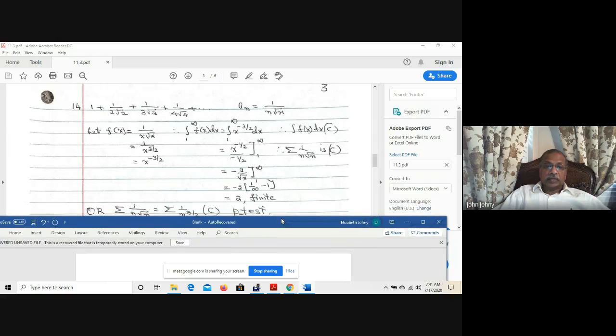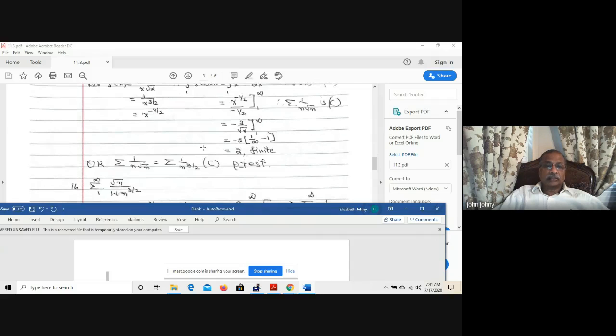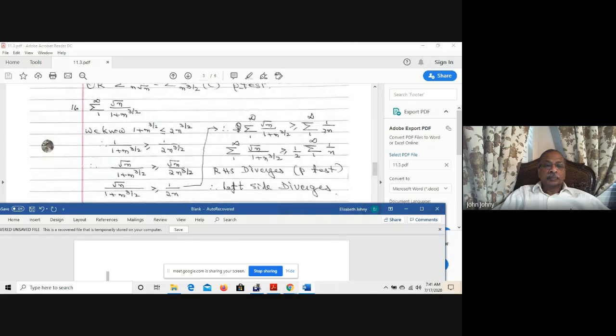So it is finite, and therefore the integral of f(x) dx converges, and therefore the series sigma from 1 to infinity of 1 over n square root of n is convergent. And here you may use the p-test also, because 1 over n to the 3 half, p is greater than 1. So by the p-test, it is convergent.